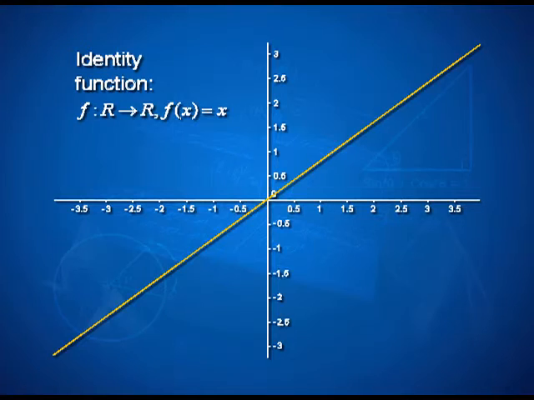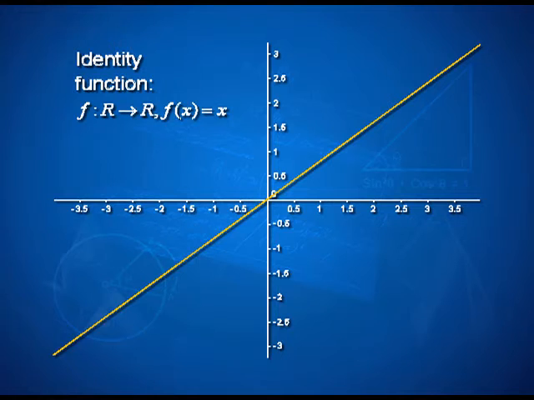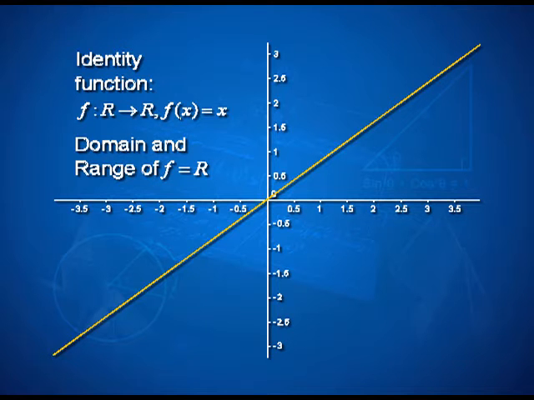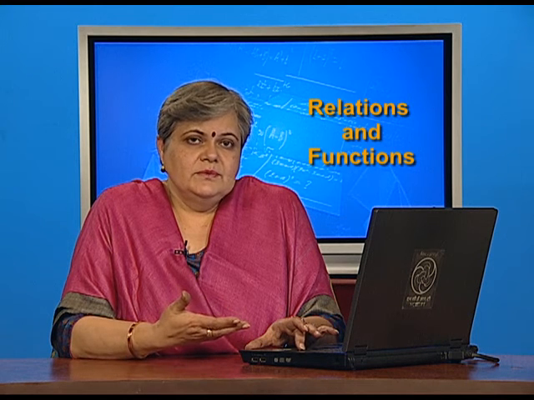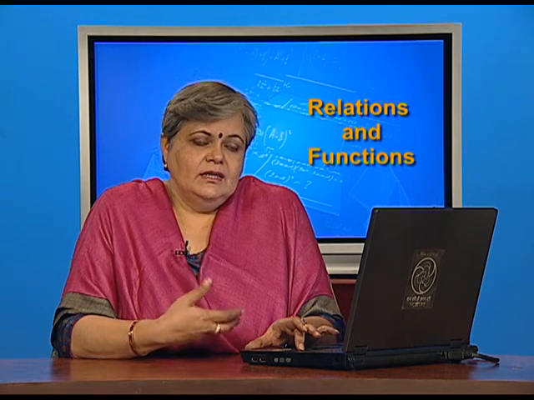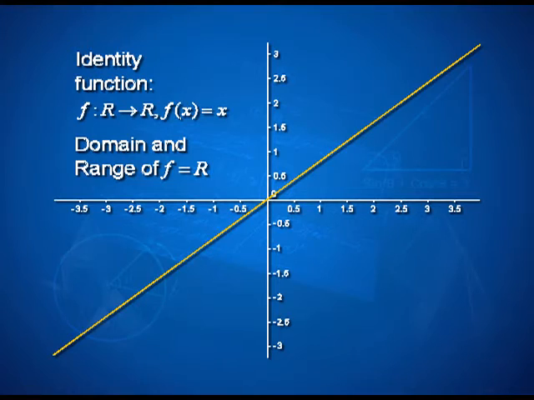Identity function is defined as a function from real numbers to real numbers, defined as f of x is equal to x. So, every number gets related to itself. When marked on the graph, it turns out to be a straight line. What is the domain of this function? All values that are coming from set of real numbers can be processed by this function, and the output will be the same as what we have entered, and therefore, domain and range are both real numbers.